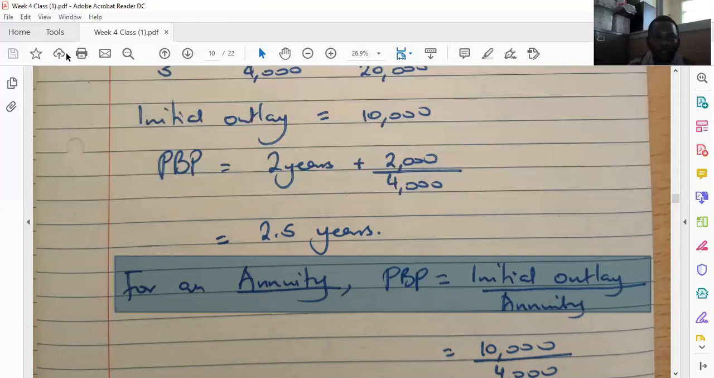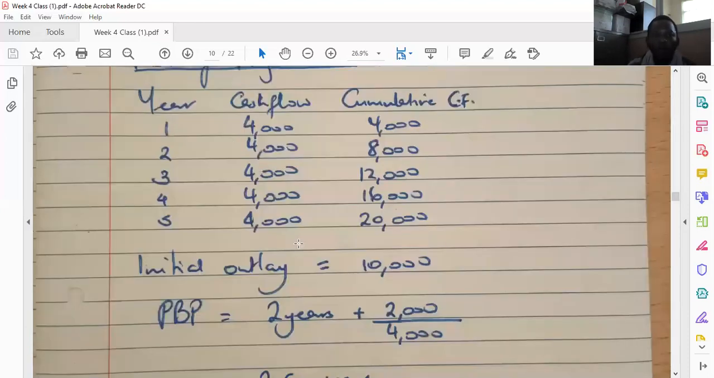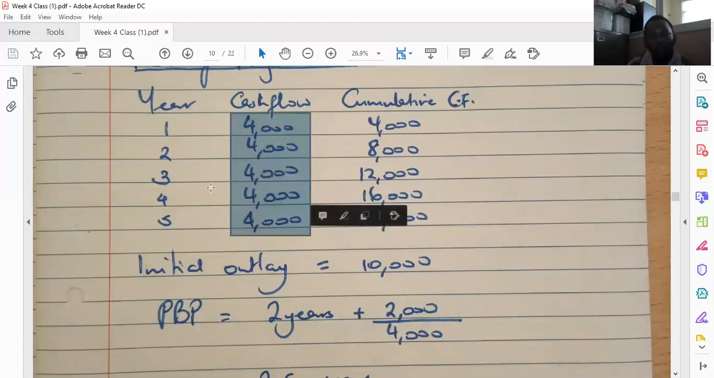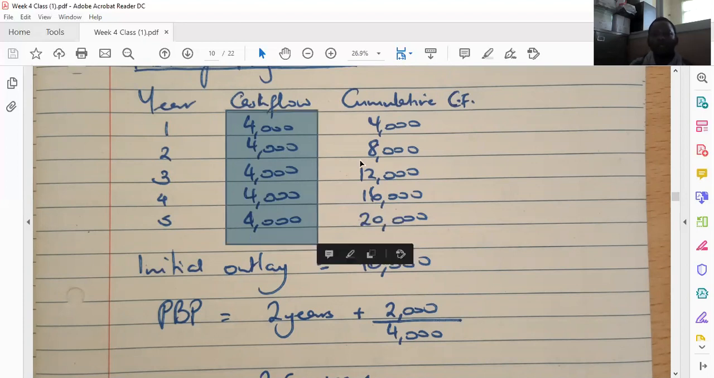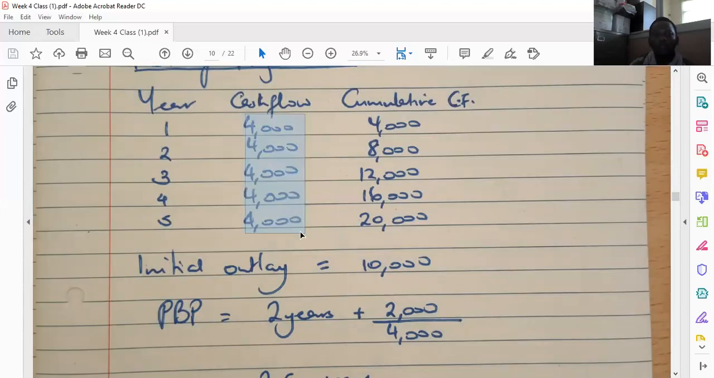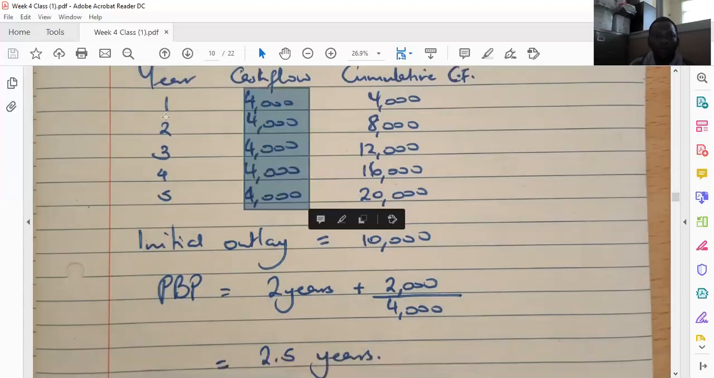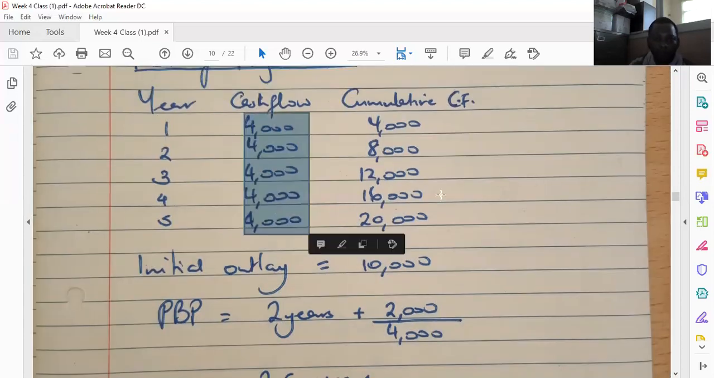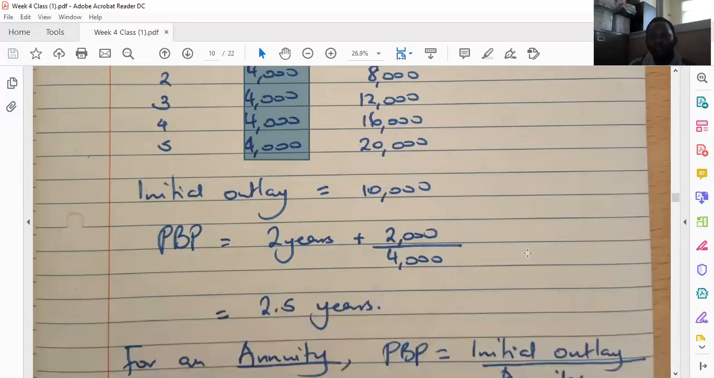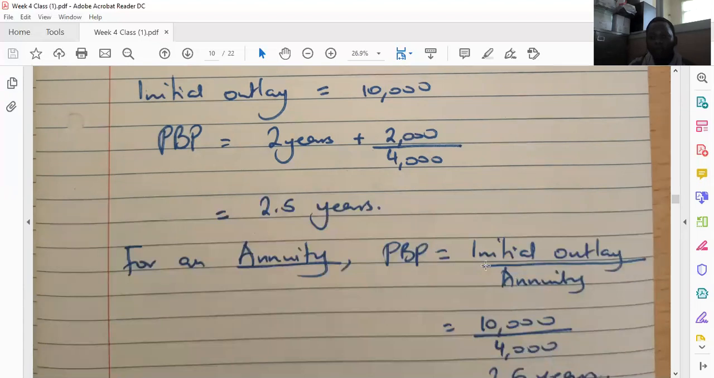So in our case for project A, we have an annuity of 4,000 shillings because year 1 is 4,000, year 2 4,000, year 3 4,000, year 4 4,000, year 5 4,000. So this becomes an annuity, a fixed amount, a constant amount per period. So when we have an annuity, we may not go through this process of getting the cumulative cash flows, but rather divide the initial outlay by the annuity.